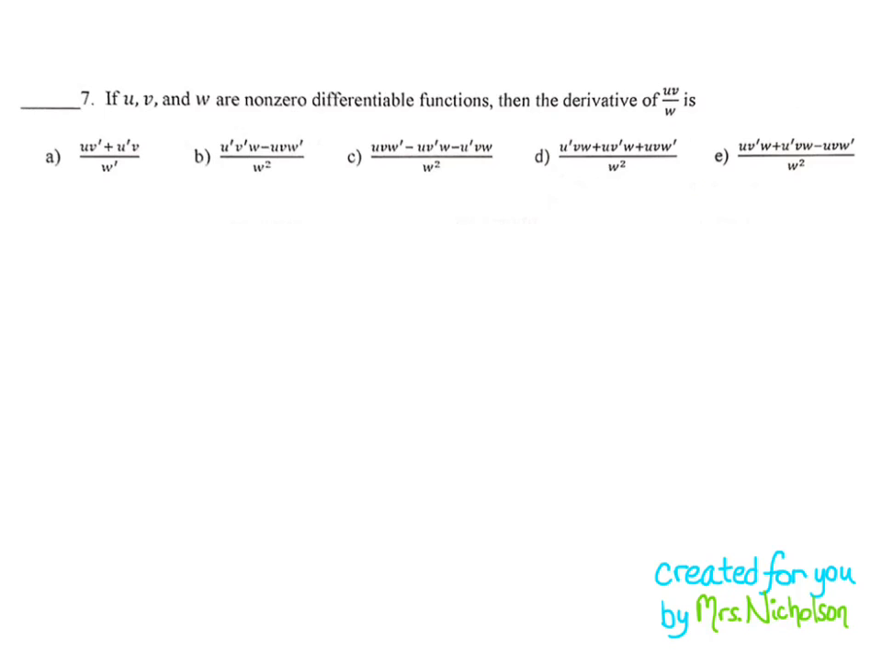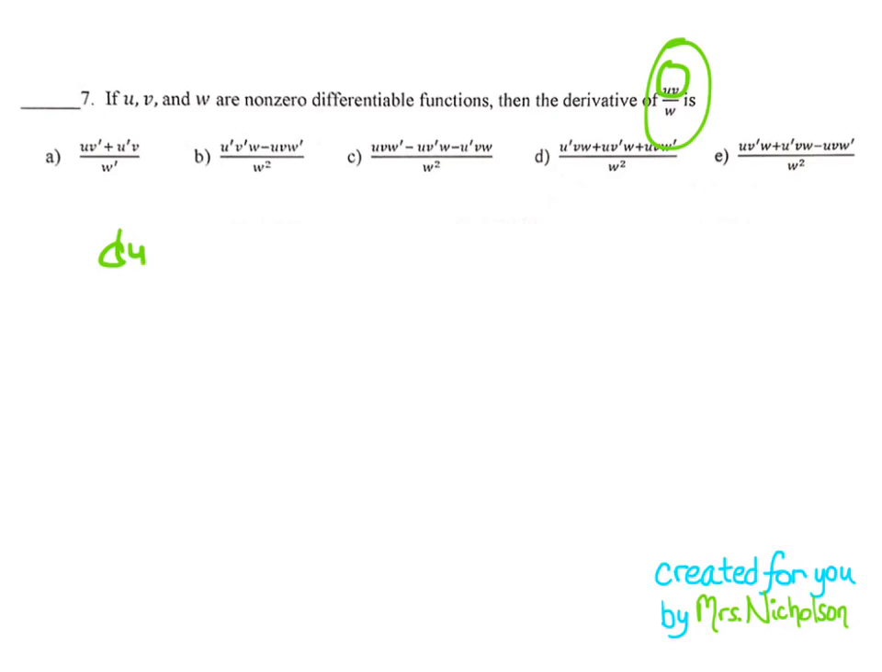All right, on number 7, we want to find the derivative of u times v over w. Now notice I said u times v over w. That means in the numerator here, I've got a product, u times v. But overall, we're dividing, we have a quotient. And so I need to use the quotient rule as well as the product rule.